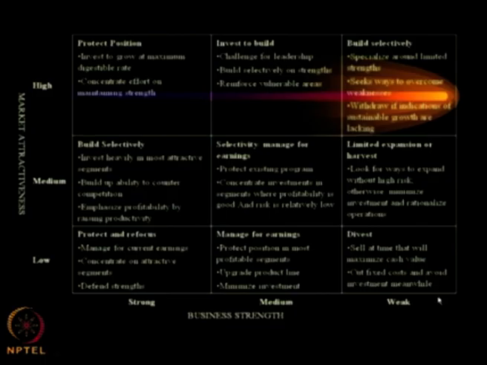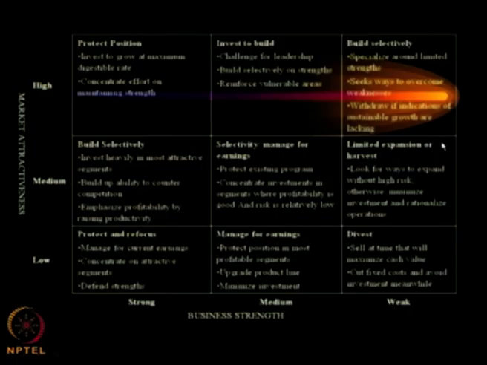Contrasted to this, let us say you have a weak business strength, but a high market attractiveness, then what should be the strategy? Your business strength is weak, but the market attractiveness is high. So, the strategy advocated is build selectively. What do you mean by that? That is, specialize around limited strengths, seek ways to overcome weaknesses, withdraw if indications of sustainable growth are lacking.